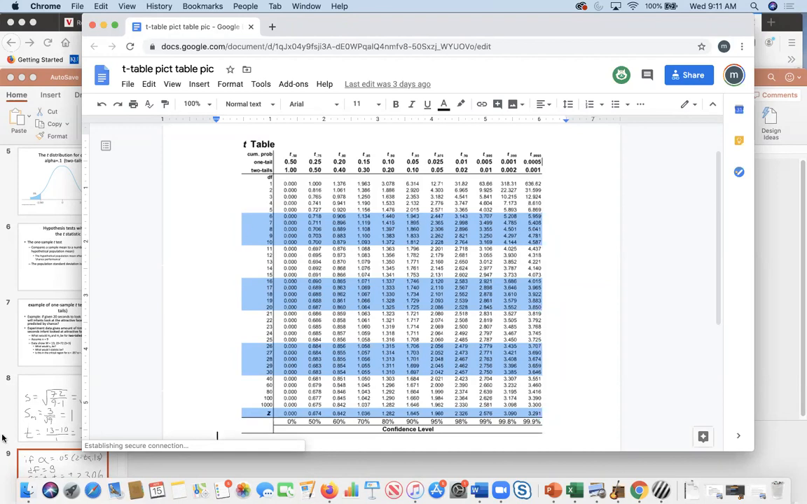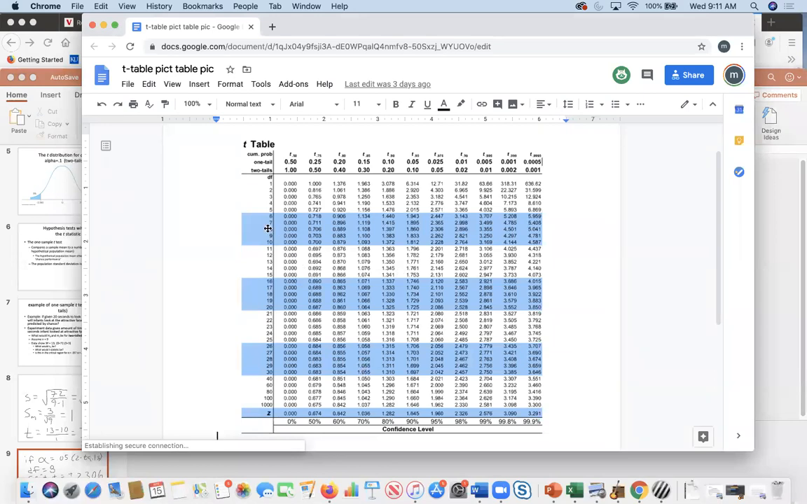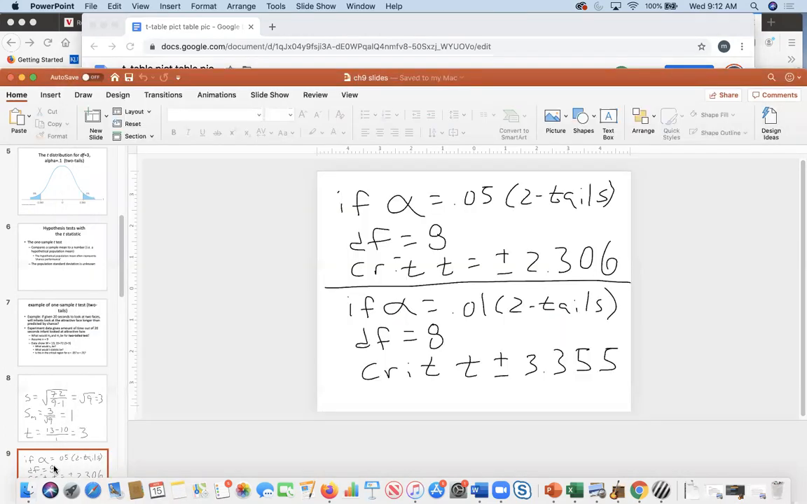If we are doing alpha equals 0.01 two tails, which means 1% total in both tails, 0.5% in each tail, degrees of freedom 8, two tails, then it says there 3.355. Let's prove that to ourselves. There's degrees of freedom 8. We're going to where it says 0.01 in the two tails row, scroll down, 3.355. That is the critical T for alpha equals 0.01, two-tailed test, degrees of freedom equals 8.